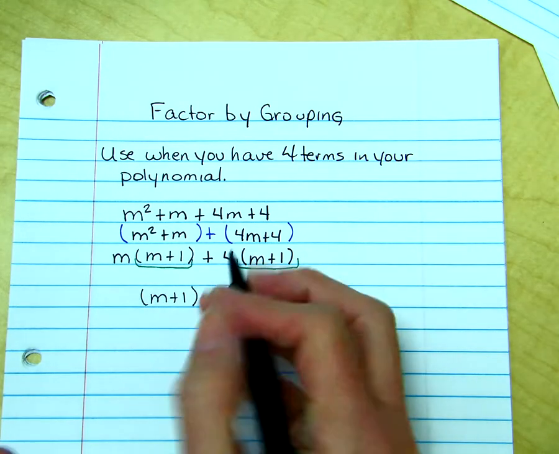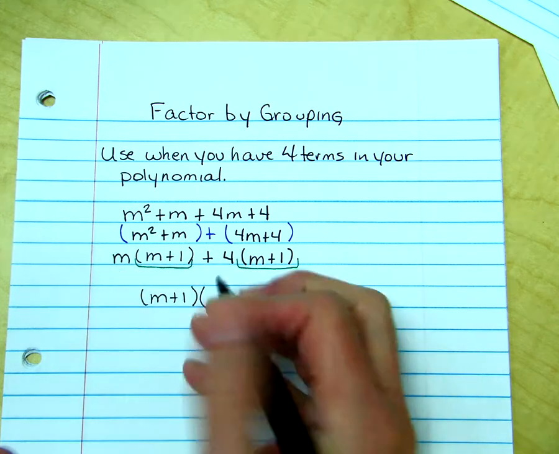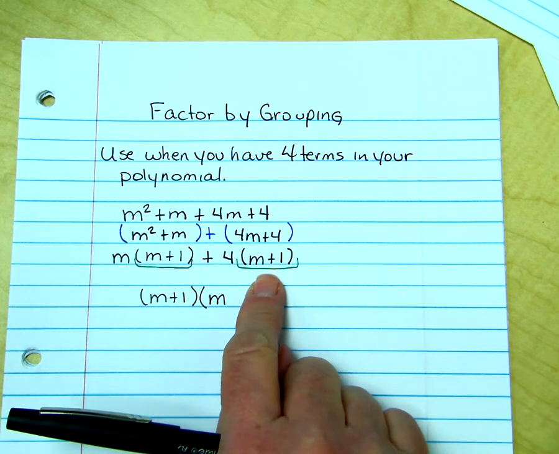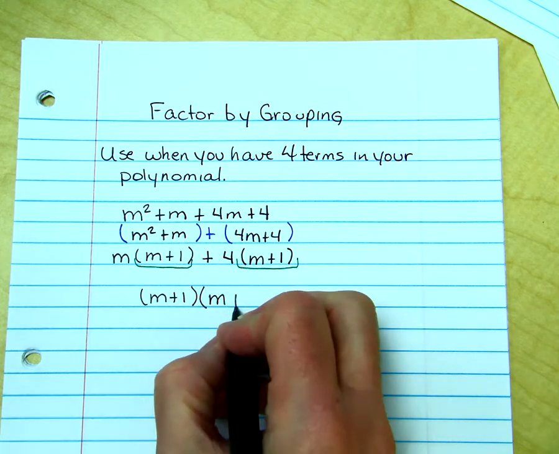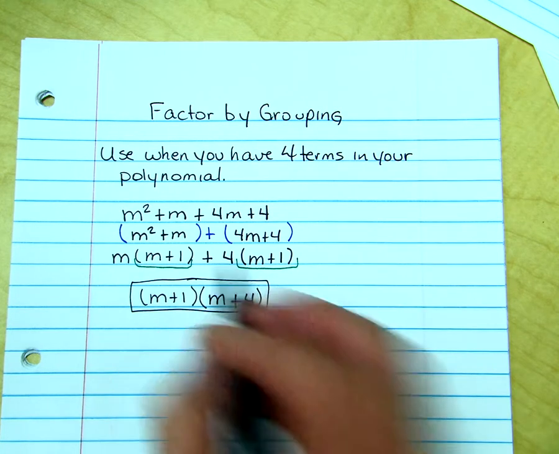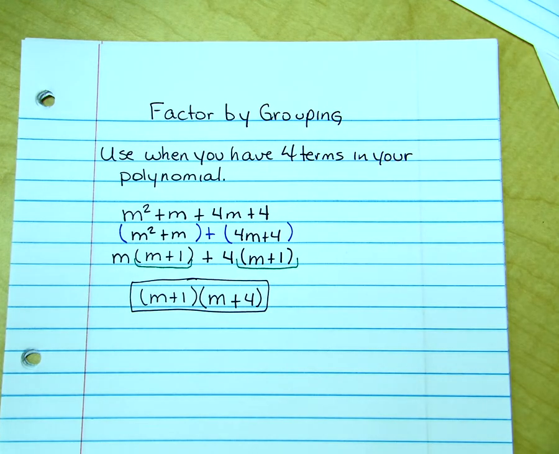And what do I multiply by m plus 1 to get m times m plus 1? M. And what do I multiply by m plus 1 to get 4 times m plus 1? And that is a 4. Now I have my two binomials that I multiply together to get this situation.